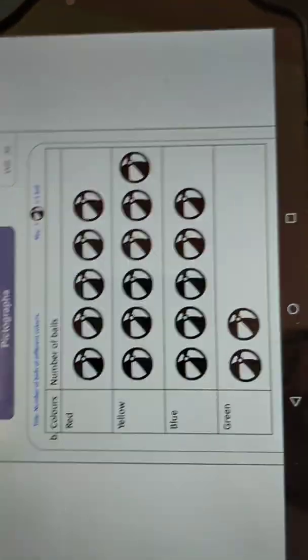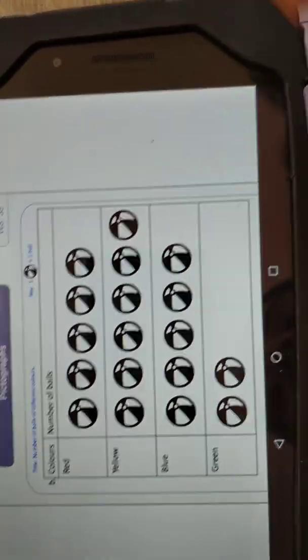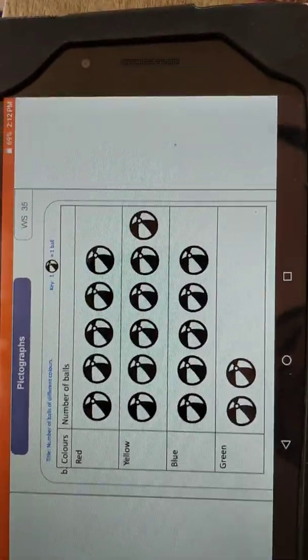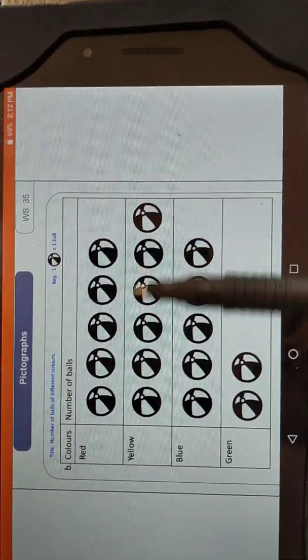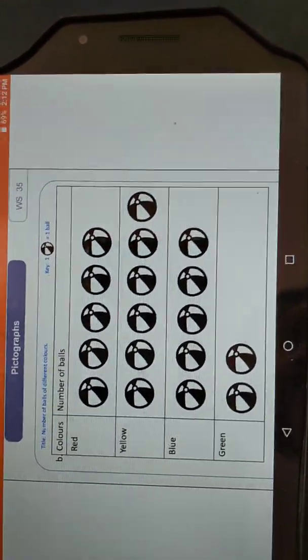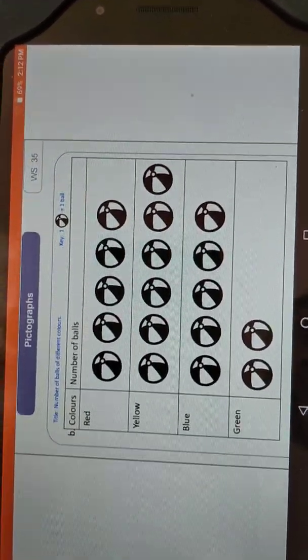You have to draw the items. Whatever the number of the balls is, you have to draw that many balls, and you have to write the colors. Okay students, again I will give you 1 minute. You have to complete your work.